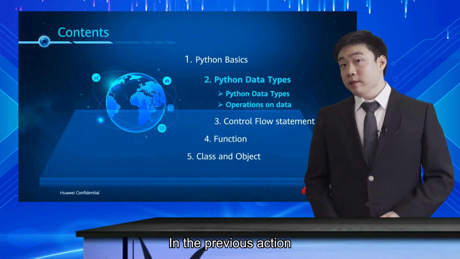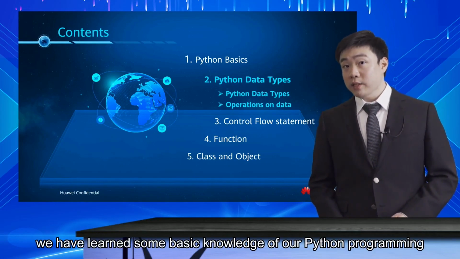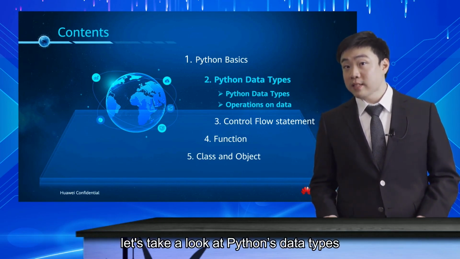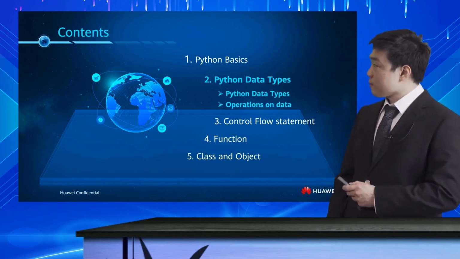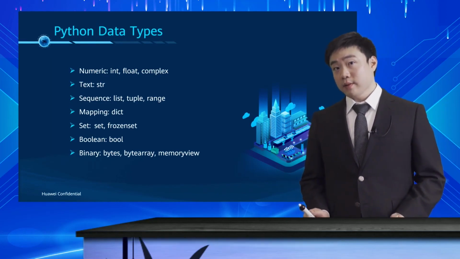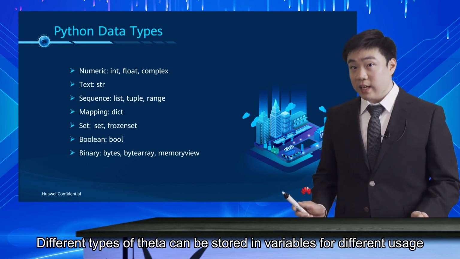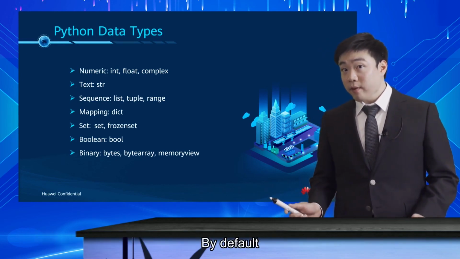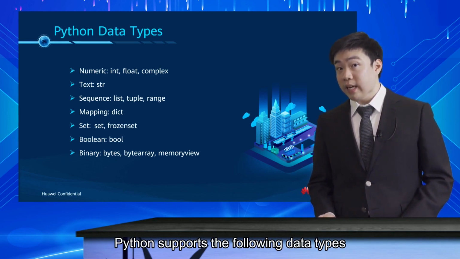In the previous section, we have learned some basic knowledge about Python programming. Next, let's take a look at Python's data types. Data type is a very important concept. Different types of data can be stored in variables for different usage. By default, Python supports the following data types.